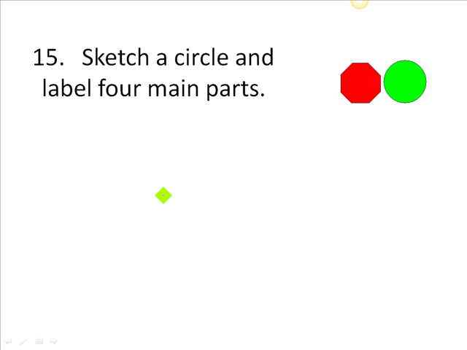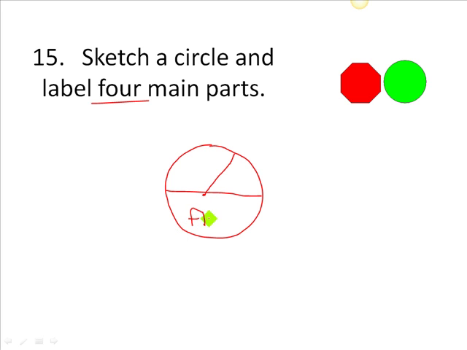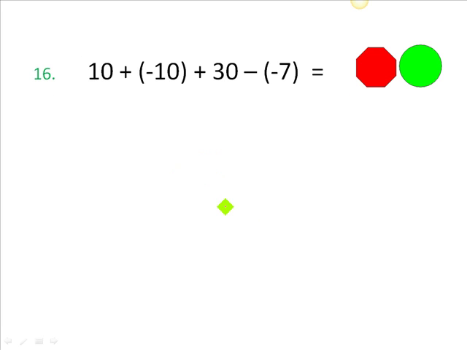Okay, sketch a circle and label 4 main parts. I need 4 parts of this. Well, every circle has a center, and every circle has a circumference, and every circle has a radius, and every circle has a diameter, and every circle has an area. It's a two-dimensional object. Okay, that's center 1, 2, 3, 4, 5. That's 5. So if you got 4 of those, you're doing it right.